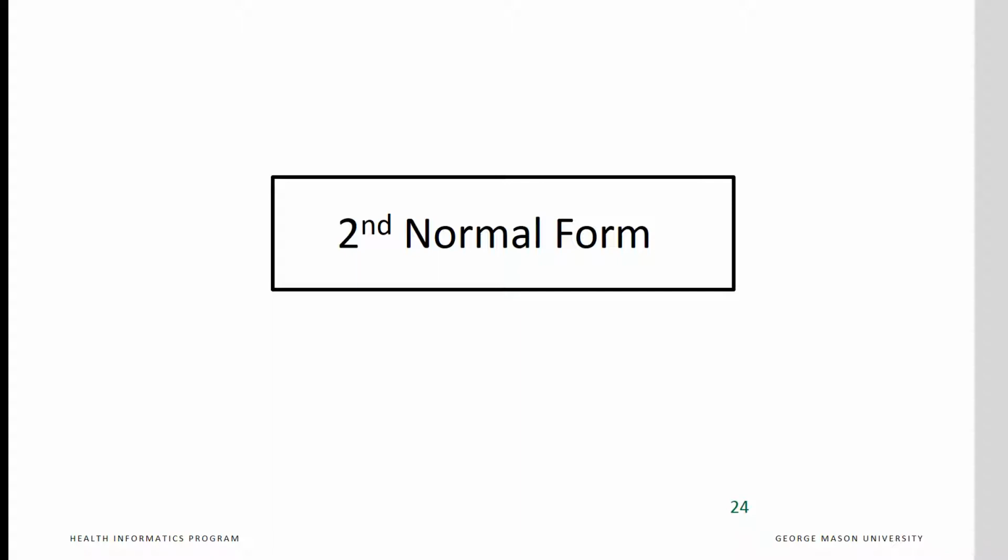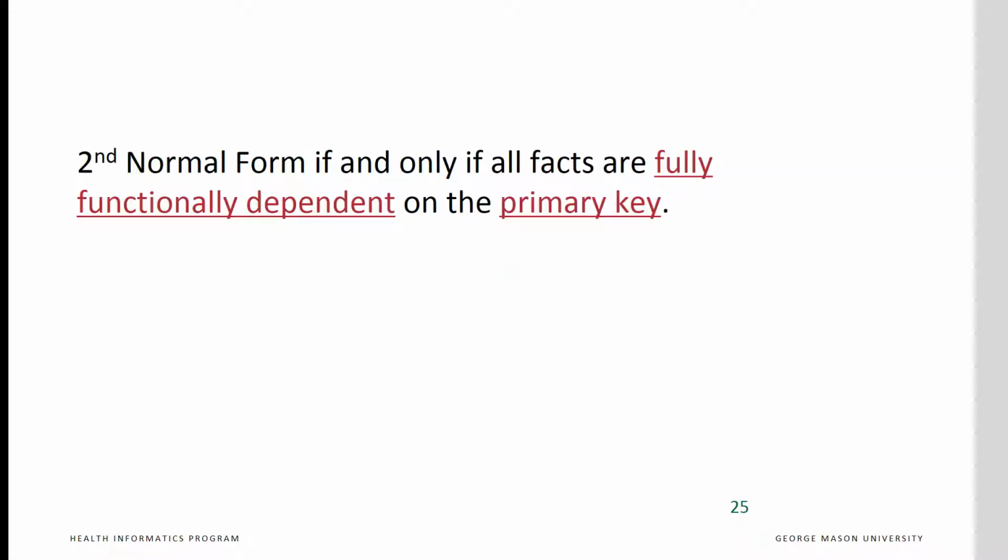Now, we are ready to state the second normal form. A table is in second normal form if and only if facts in the table are fully functionally dependent on the primary key. This is a very important principle. It says that the primary key is the minimum subset necessary to determine each fact in the table.